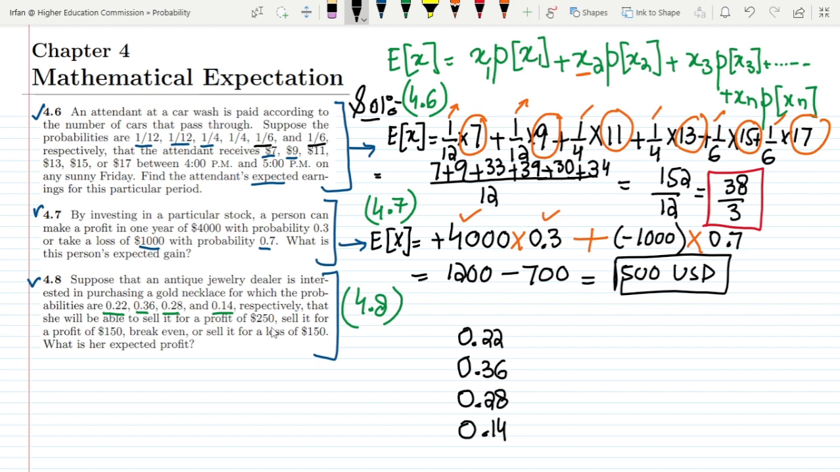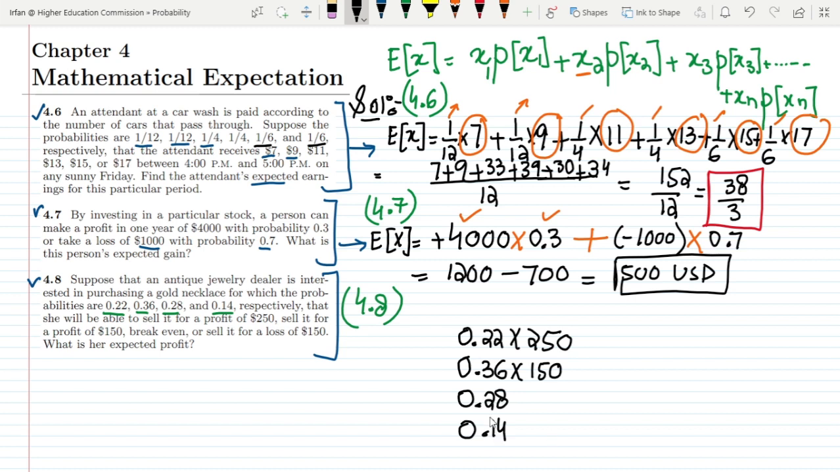a profit of $250, sell it for a profit of 150, break even, or sell it for a loss of $150. What is her expected profit? As their values are also given, let me write this. 0.22 is for $250 profit, so it will be positive 250. This 0.36 is for $150 profit, so it will be positive 150.